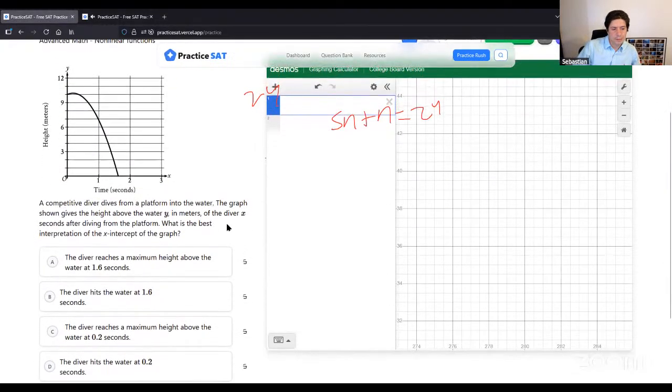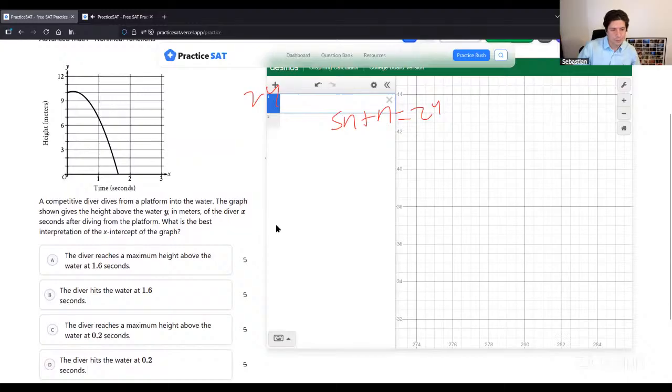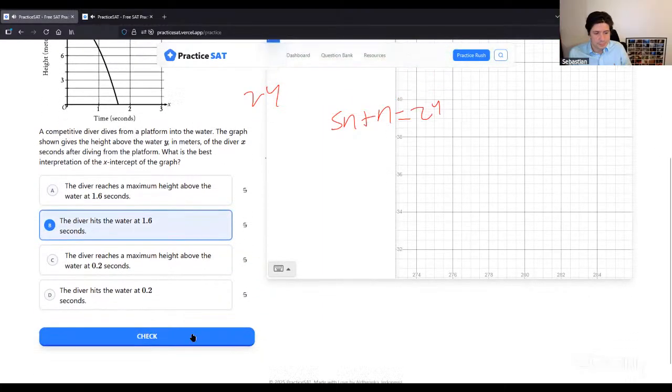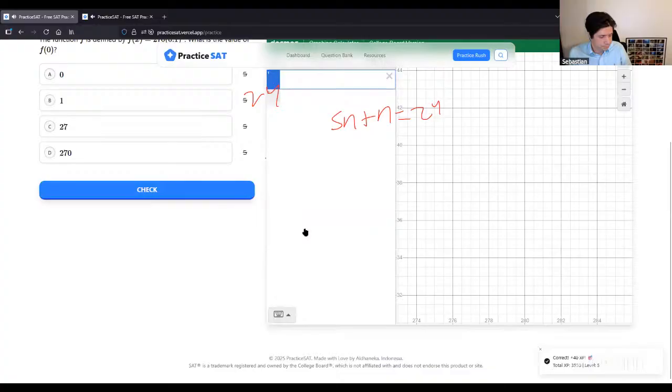A competitive diver dives from a platform into the water. The graph shown gives the height. What is the best interpretation of the x-intercept? The diver reaches a maximum height above the water at 1.6 seconds. No, 1.6 seconds is not the max. Diver hits the water at 1.6 seconds. That seems to be like it's probably true. At 0.2 seconds. Okay. Diver hits the water at 0.2 seconds. Best interpretation of the x-intercept. The x-intercept is here. So even though C is probably true, should be B. I love it.